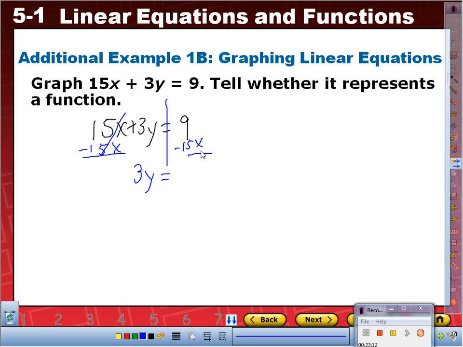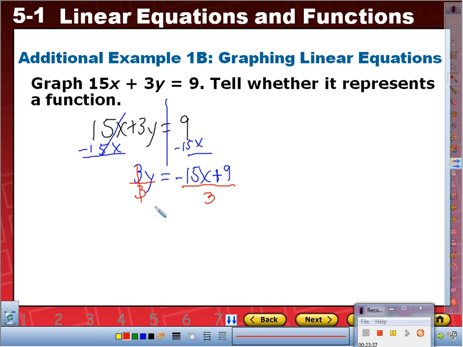From now on, I want you to write the variable first. So this is negative 15x. And at the end, the constant. What is my constant? Positive 9. Are we there so far? Is y by itself already? No. What's next to it? The 3, and it's multiplying. Therefore, we need to divide by 3.